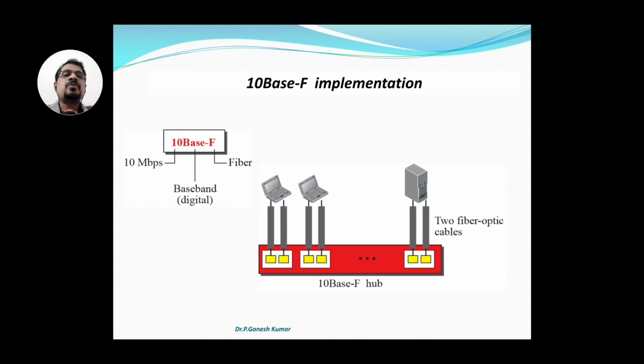Two fiber optic cables are going to be used to connect to that transmission medium, or it may be a connector to the switch. So there are two fiber cables, one for transmission and the other for receiving. Altogether it can support 10 Mbps of data transmission. That is the 10BASE-F implementation. These are the four different types of basic standard Ethernet.